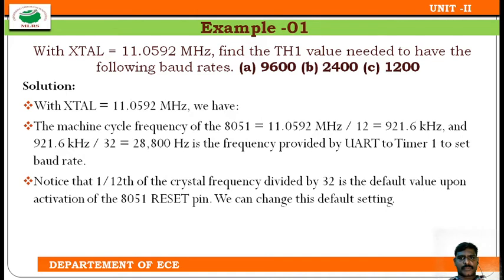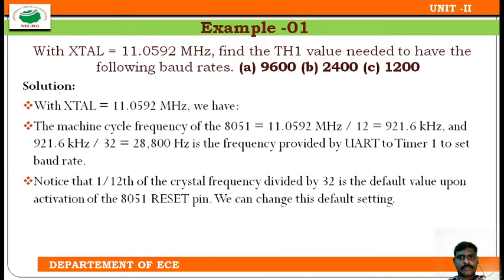We got 921.6 kilohertz. Then the 8051 serial communication UART circuit divides the machine cycle frequency of 921.6 by 32 before it is used by Timer 1 to set the baud rate. So that we can get the value of 28,800 hertz. This is a number we will use throughout the section for programming of mode 2, Timer 1, baud rates.